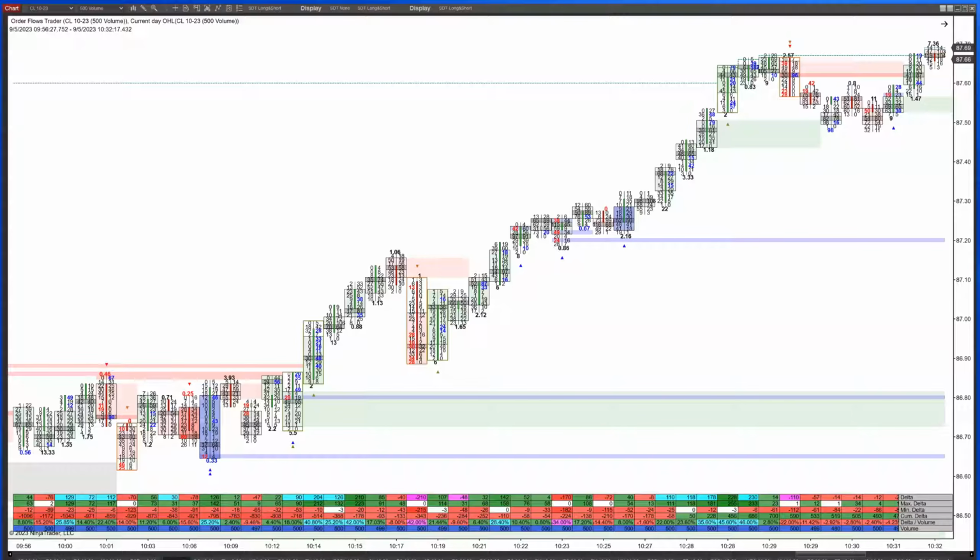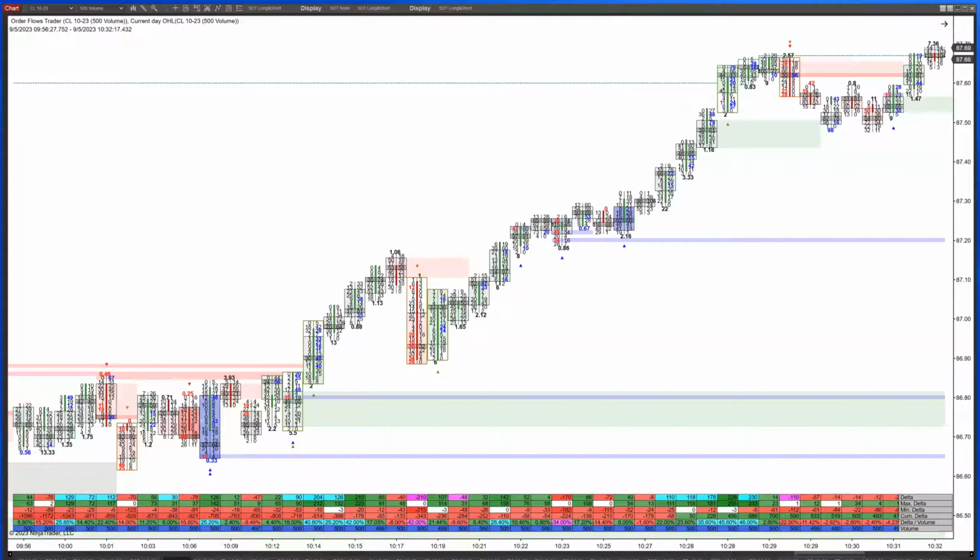All right, so the Delta Flip. Now, this is a setup that I first released several years ago. I actually used to have an indicator for this on NinjaTrader 7. I never actually ported it over to NinjaTrader 8 because it's just a very visual setup and basically what you're looking for.